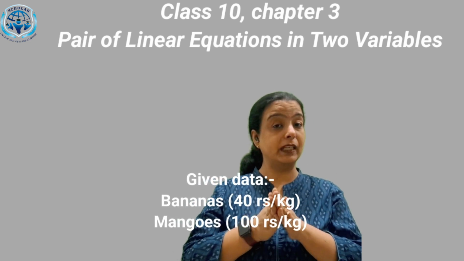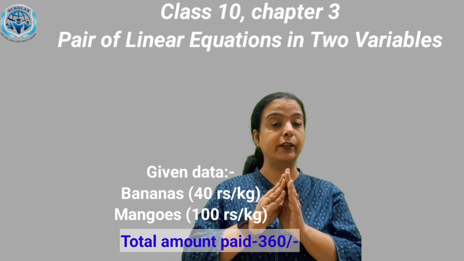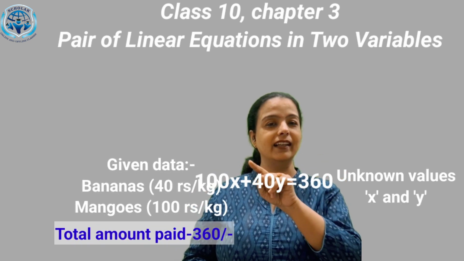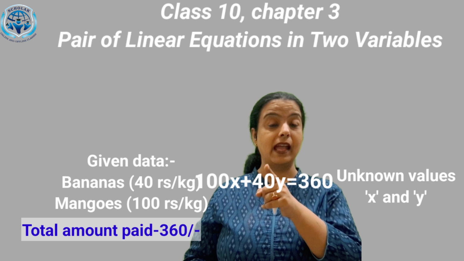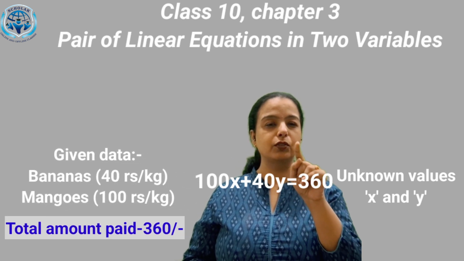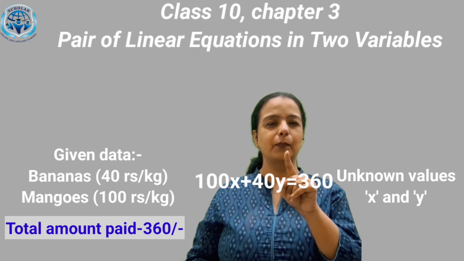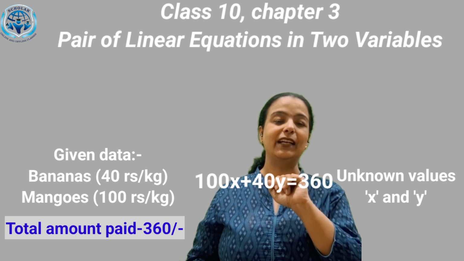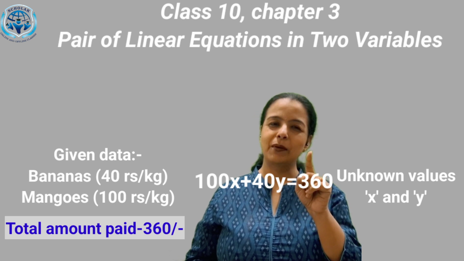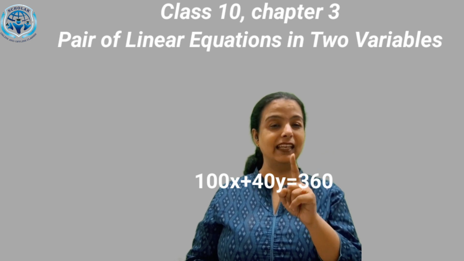Like bananas were 40 rupees per kilo and mangoes were 100 rupees per kilo, and the total amount that you paid was 360 rupees. So the equation will be like this: 100 into x, that means x kilos. x is the number of kilos of mangoes that you have bought, and y is the number of kilos of bananas that you have bought, right? So the one equation will be 100x plus 40y is equal to 360. That means 100 rupees per kilo of mangoes, 40 rupees per kilo of bananas, and total amount was 360. So this is one example of linear equation in two variables.